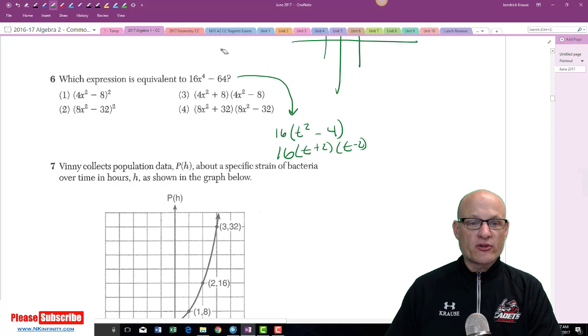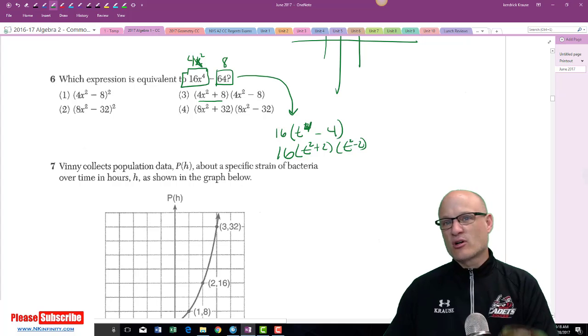Because they're both perfect squares, 16 is a perfect square, x to the 4th is a perfect square. Actually, this should be to the 4th. I forgot it was the 4th. And then these should be both squareds. But since this is a perfect square, what multiplies to give you this? 4t squared. What multiplies to give you 64? 8. So we're looking for the one that's 4t and 8, 4t and 8. That's this one. Why not using t? Gosh, I think I need some more coffee.